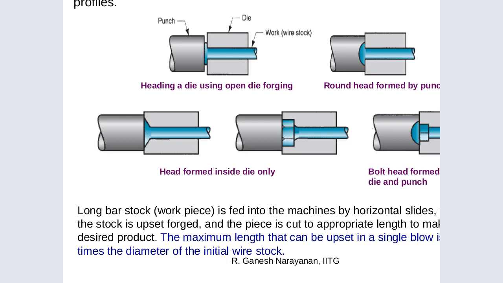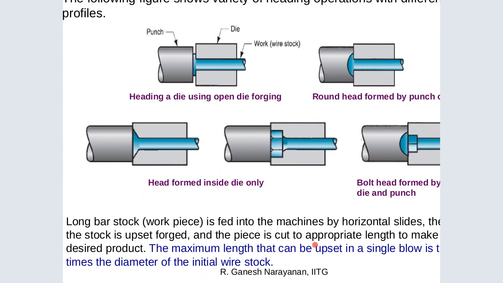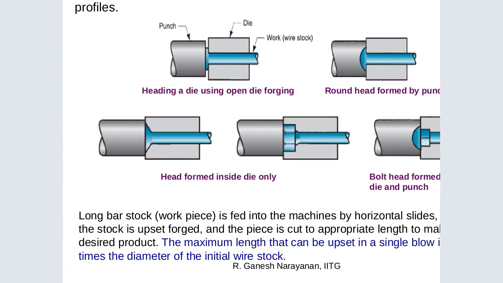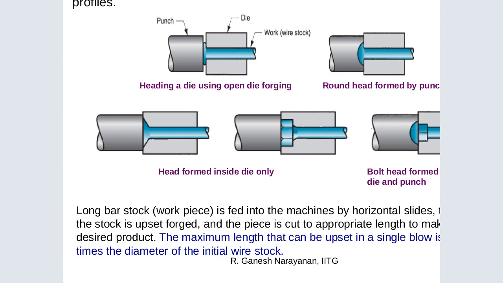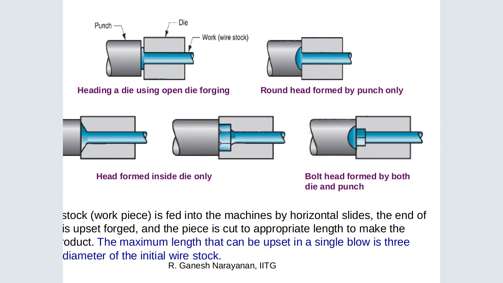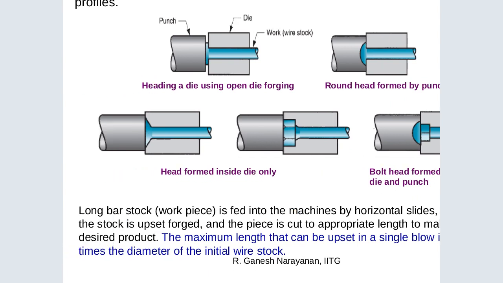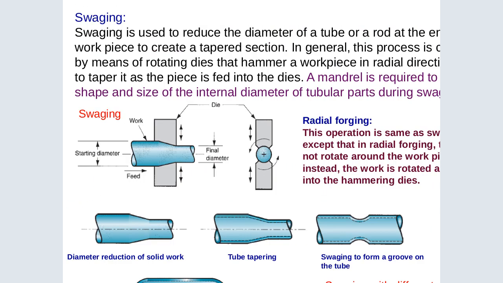And now the long bar stock, that is the workpiece, is fed into the machine by horizontal slides. So the stock is upset forged, and the piece is cut to appropriate length to make the desired product. The maximum length that can be upset in a single blow is 3 times the diameter of the initial wire stock.